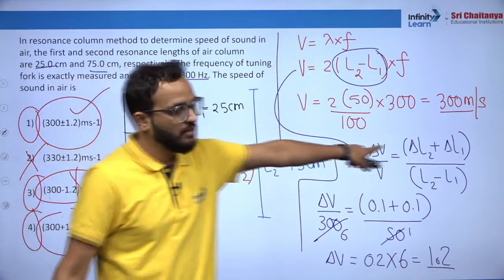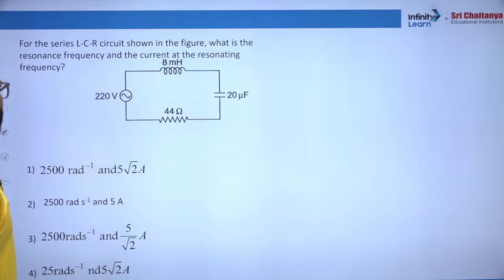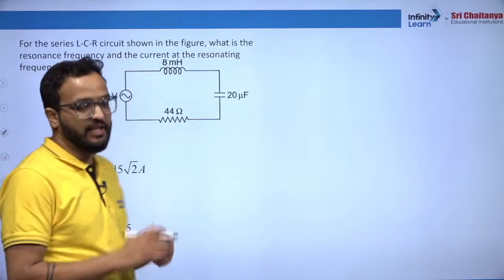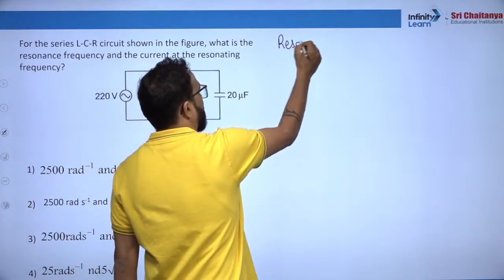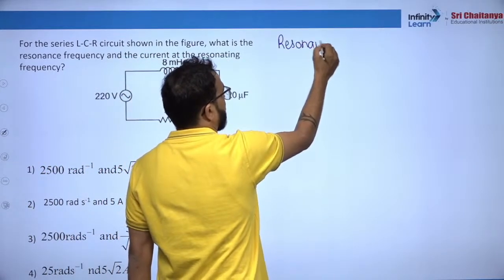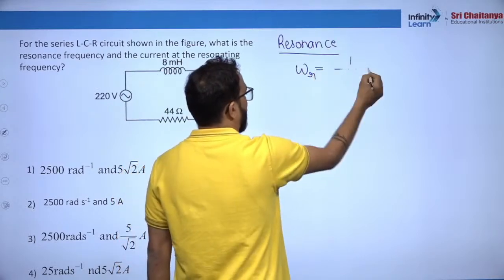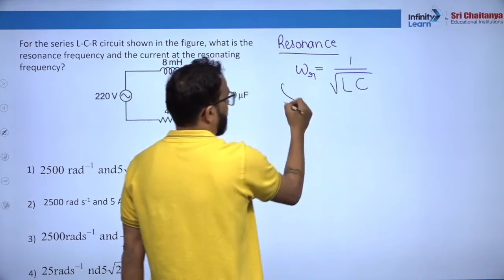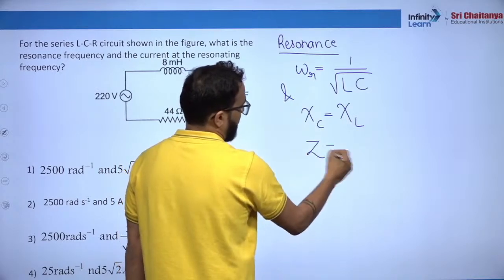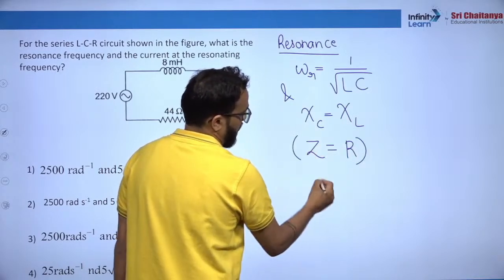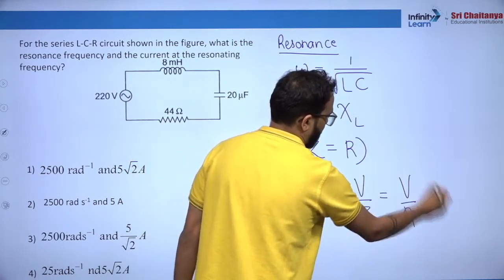Is this understood? It will be delta L2 plus delta L1 upon L2 minus L1. Okay, brilliant. Now, whenever resonance happens, the overall reactance becomes 0. So when I talk about resonance in an AC circuit, the frequency is root over 1 by LC, and XC is equal to XL, and impedance is equal to R, and I is equal to V by Z, which is V by R.